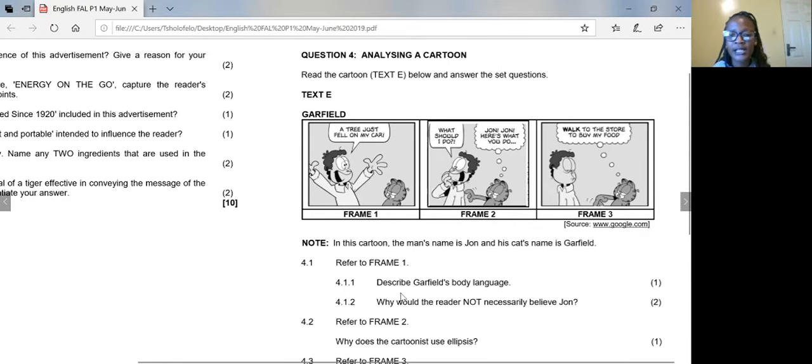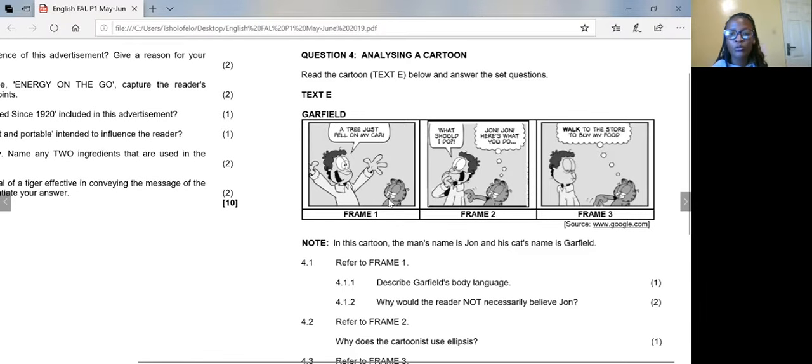Now, the first question says, describe Garfield's body language. I will tell you, this is last year's question paper. Most of our learners did not do well in this section. Why? Instead of describing Garfield's body language, they described John's body language. And that shows poor question interpretation skill, which you need to guard against, all right?